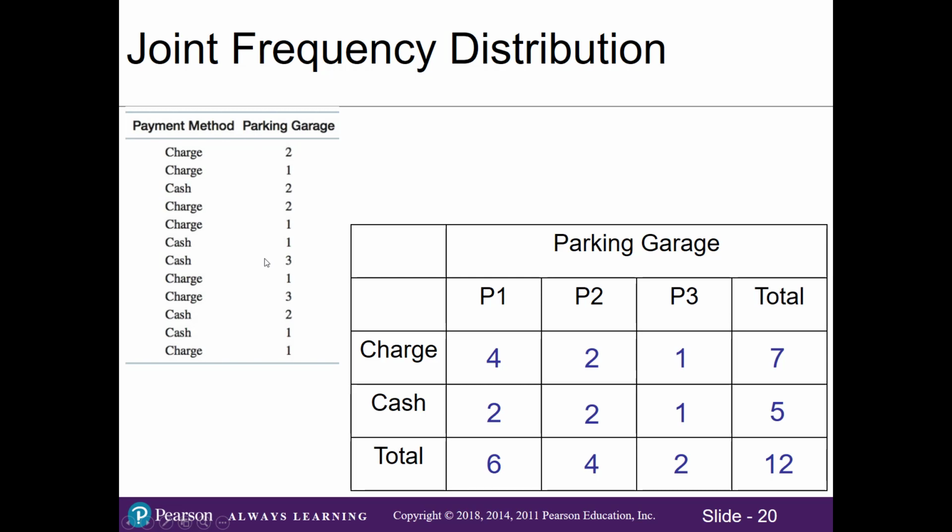So that's how you'll use a joint frequency distribution when we are looking at 2 variables. This is also helpful when we're trying to figure out probability, which we'll learn about in Chapter 4.